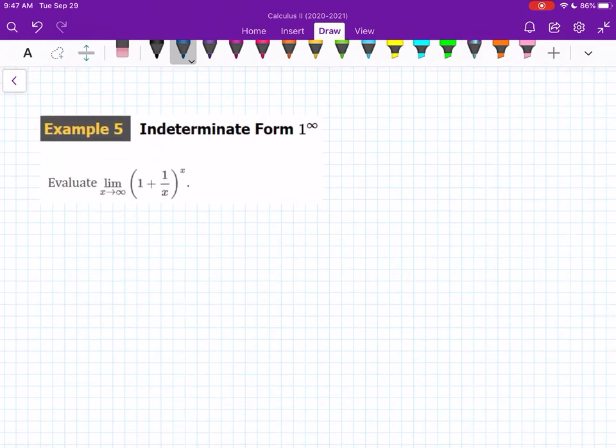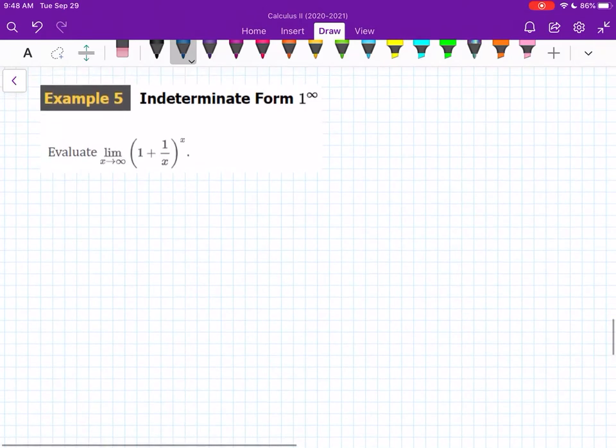All right, next example. Here we look at this and we have the limit as x approaches infinity of 1 plus 1 over x to the x. And if you look at this, you're probably thinking, oh, this looks like something I'm supposed to recognize. Yeah, this looks a lot like e. So we're going to prove that this limit equals e. This is kind of a little bit of a longer example. All right, so let's take a look at it.